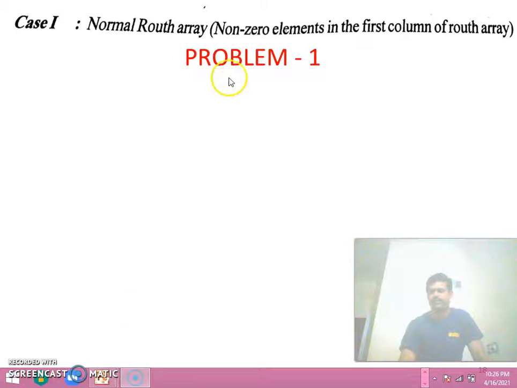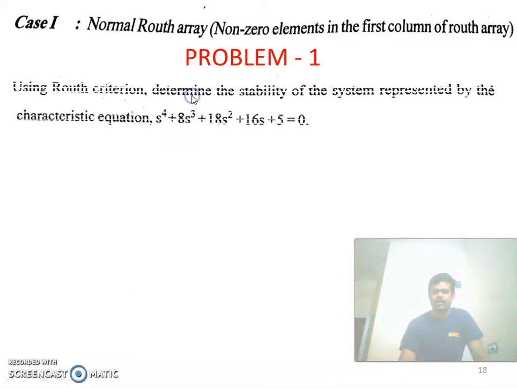We are going to see the first model. Here there are no zero elements in the first column of the Routh array. All the terms will be positive. So this is the characteristic equation.